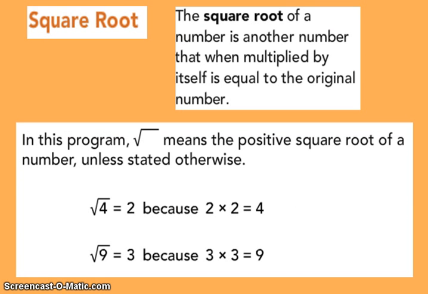The next key concept, square root, the definition of which is: the square root of a number is another number that when multiplied by itself is equal to the original number. Clear like mud, right? It's a good thing you already know that definition. However, in this program, the square root sign, which you also know is called the radical sign, means the positive square root of a number, unless it's otherwise stated. So the square root of 4 is equal to 2. Why? Because 2 times 2 equals 4. Square root of 9 is equal to 3, because 3 times 3 equals 9.